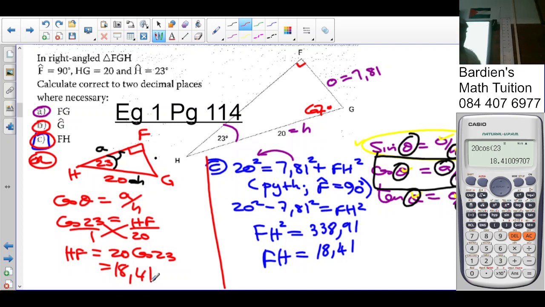For homework, we're going to do example 2 in the next lesson, but for homework, I want you to do exercise 5.6. I'm going to do all the odd numbers on the board. So exercise 5.6 on page 116.